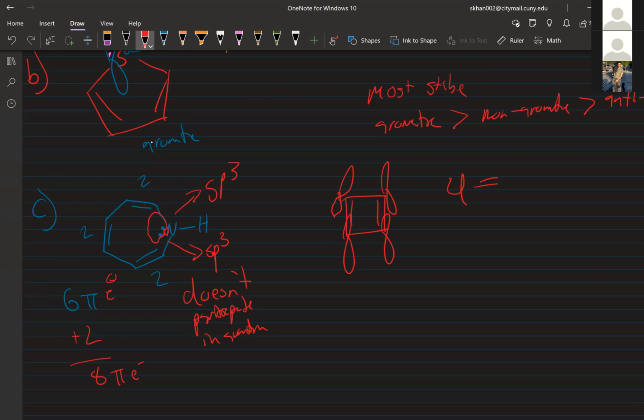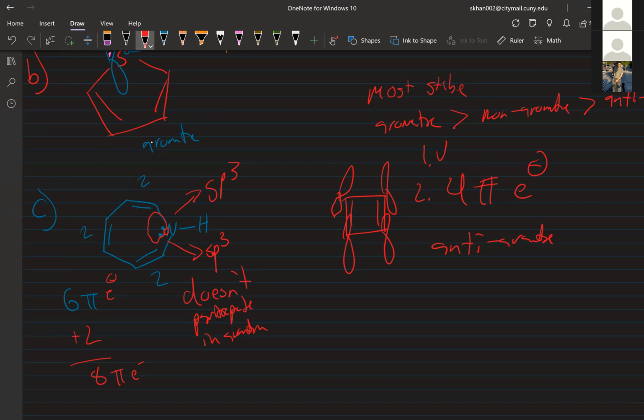We have 4 pi electrons, right? It fits criteria 1, and it can't conform out of criteria 1 because everything is stuck in sp2. If it fits criteria 1 and criteria 2, it matches for anti. So that's how you end up with the anti-aromatic, right?